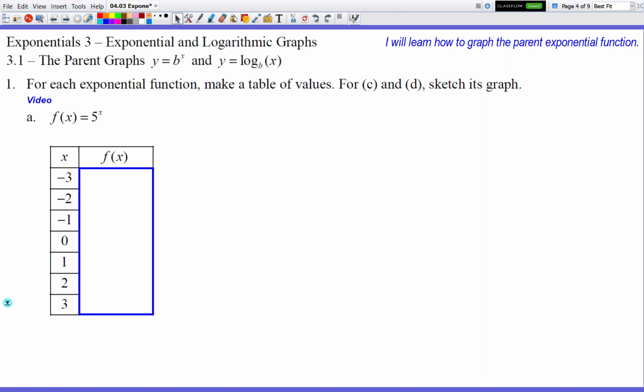But we're not going to plot it this time, we're just going to show you how to make the table. Okay, so when I plug in -3, you're going to replace the x with -3, so 5 to the power of -3. And the negative part of the exponent is going to tell the 5 to go on the bottom.